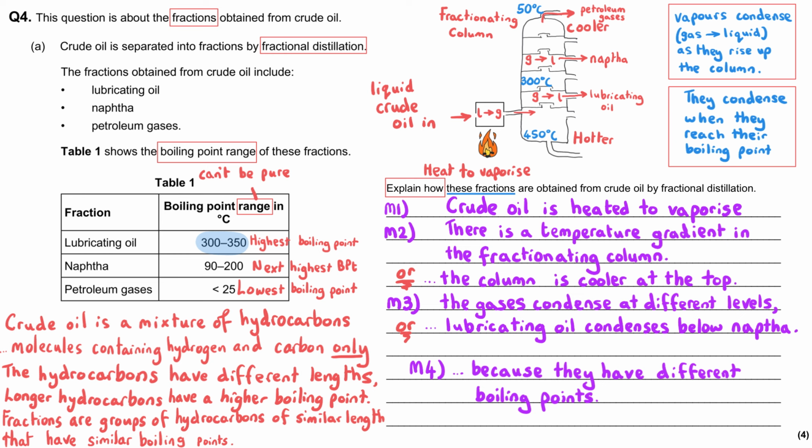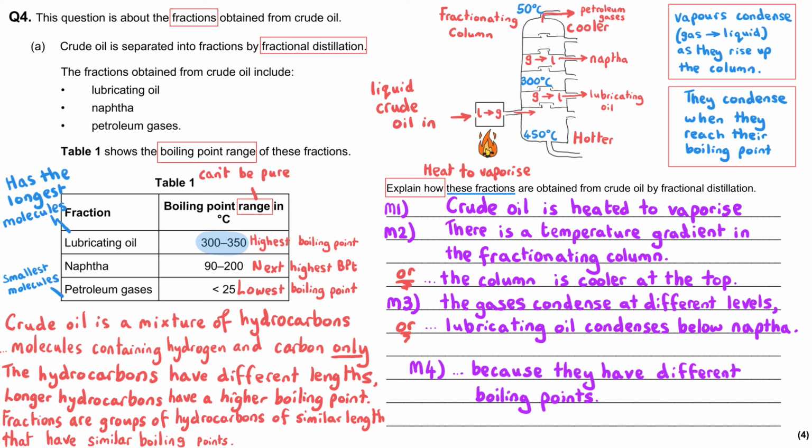The longer hydrocarbons have got higher boiling points, and that would be lubricating oil out of this trio of different fractions. And petroleum gases have the lowest boiling point of the 3, and that's because their hydrocarbon molecules must be smaller. You don't have to use all of these precise words that I've written down here, but there are a certain number of words that you really should try and include in an answer like this.